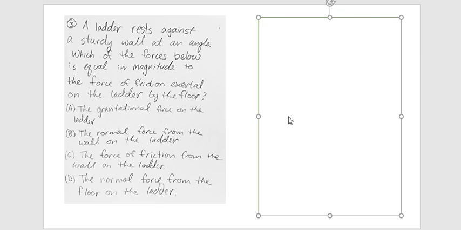Okay, this is one where I would probably get up and go to the bathroom and lean up against the wall if I couldn't figure it out. Let me show you, or if you can imagine that. This says a ladder rests against a sturdy wall at an angle. Which of the forces below is equal in magnitude to the force of friction exerted on the ladder by the floor? They usually say magnitude, but in this one I think the direction might matter a little bit just for figuring it out.